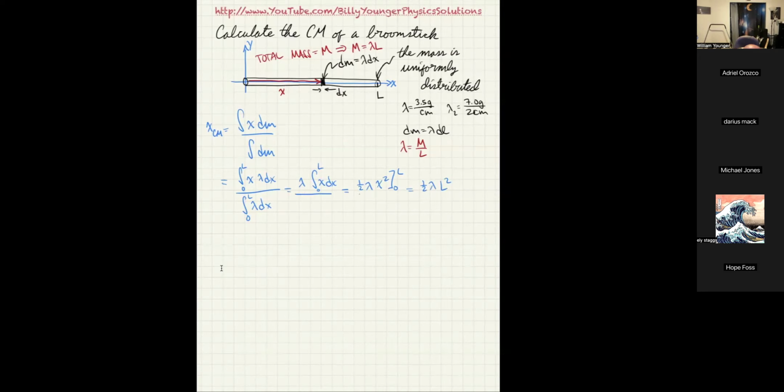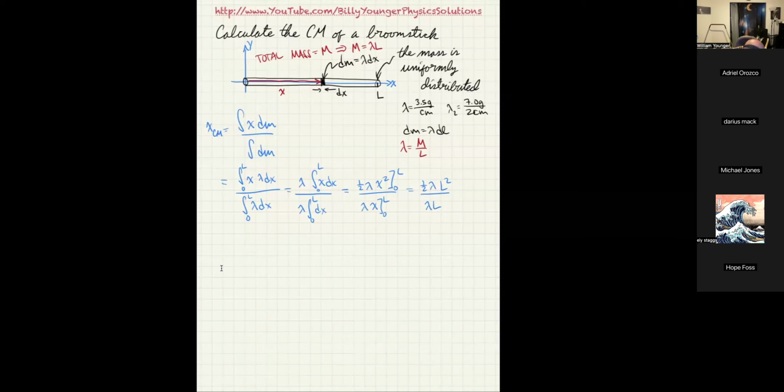Now I'm going to do the denominator. The lambda comes out in front, and it's the integral from 0 to L of dx. The integral of dx is just x. So this becomes lambda times x from x equals 0 to x equals L, and that's obviously lambda L.